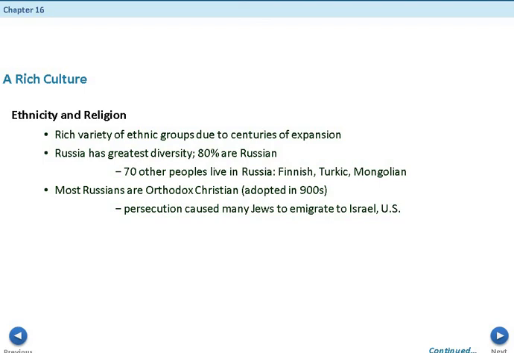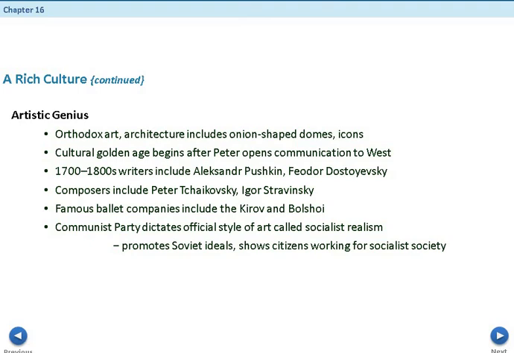Most Russians are going to be Orthodox Christian. That was adopted in the 900s, but they're going to be persecuted because many Jews immigrate to Israel and to the United States, so the Jewish people are going to be kind of pushed out by this persecution.